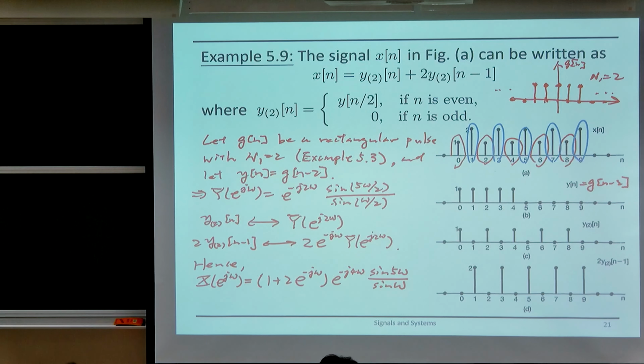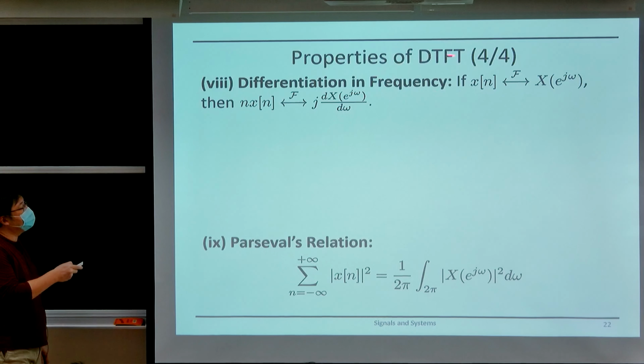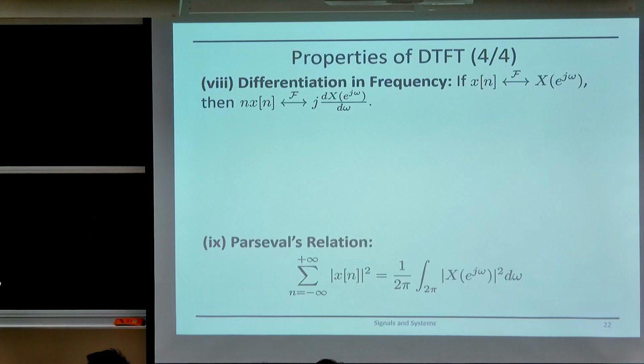All right, so let's continue. We have a few more properties left. One is differentiation in frequency, which is very much like what we have in continuous time. If you have a signal x[n] which has a Fourier transform capital X, then the derivative of the frequency domain, multiplied by j, gives you in the time domain n times x[n]. You could also multiply both sides by minus j, which gives something more familiar, as we see in the continuous-time example. So you could also write this as minus j n x[n].